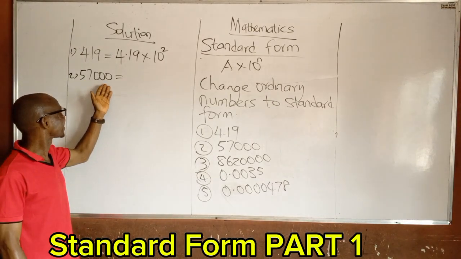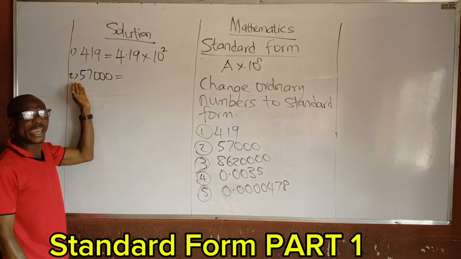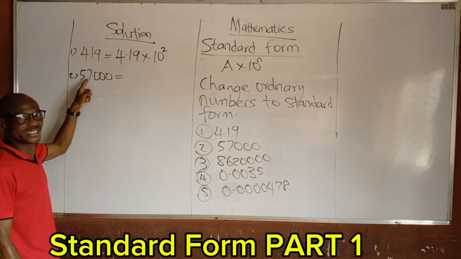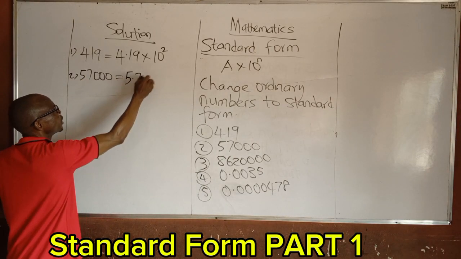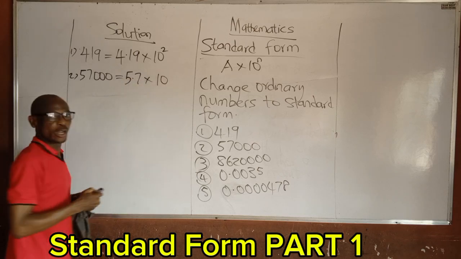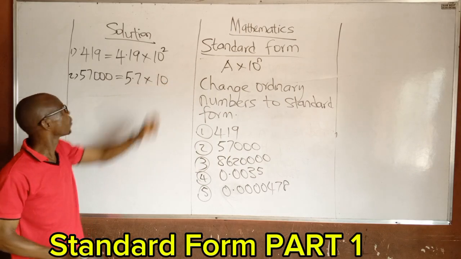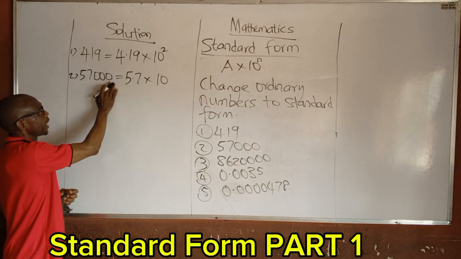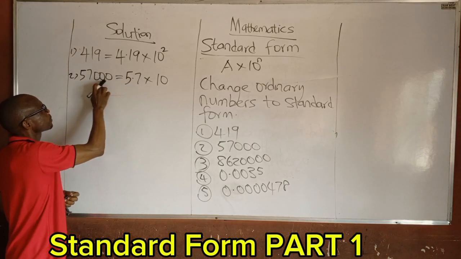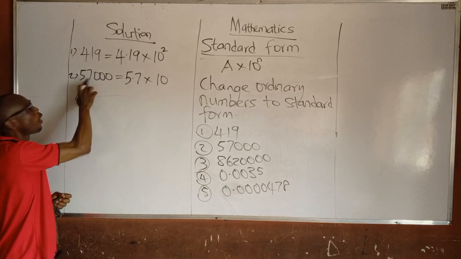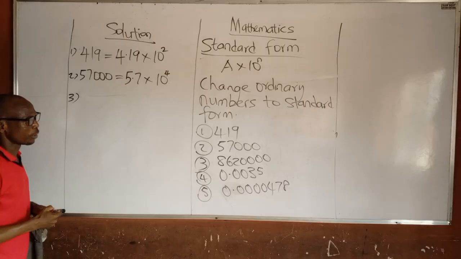57,000. We are going to write it in standard form. The a part of this will be a value between 5 and 7. So we now have what? 5.7 times 10 raised to what will be the power that this 10 will be raised to? We are going to count how many places we move to get the decimal to this point. We have 1, 2, 3, and 4. So our answer becomes raised to the power of what? 4. Look at number 3.